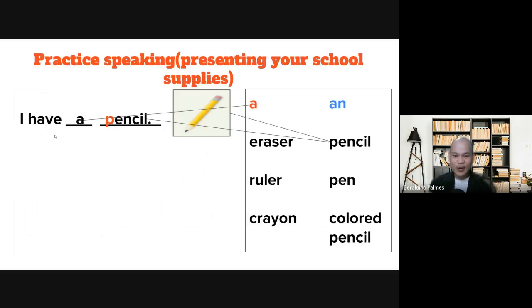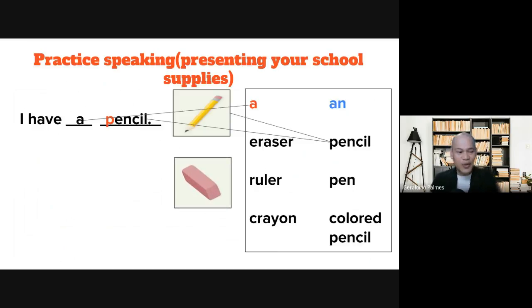Can you say it with me? I have a pencil. Okay, let me find a pencil right here. Okay, say this is a pencil. Can you see this? It's a beautiful pencil. Okay, so how do we say it? I have a pencil. Very good. One more time. I have a pencil.